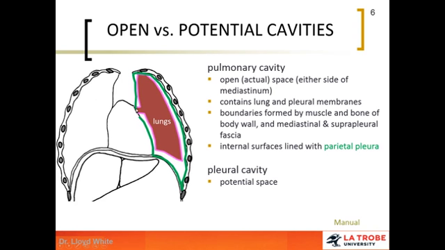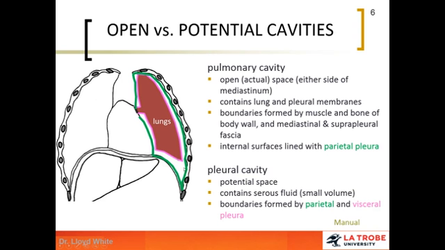So we'll have the parietal pleura lining the walls of the pulmonary cavity, and the visceral pleura lining the outer surface of the lung itself. And in between the parietal pleura and the visceral pleura, we will have our pleural cavity. And within this pleural cavity, we will have a small amount of serous fluid which will stick these two layers of pleura together so that when one moves, the other moves.